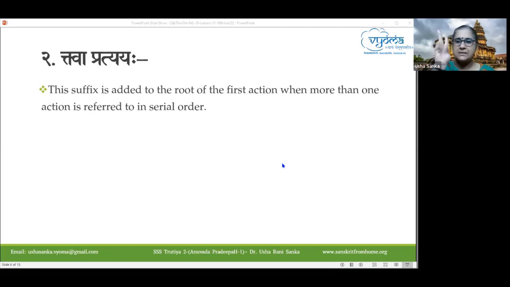There are two actions done. Okay. First one is eating and then sleeping. We will sleep after we eat. First action is not sleeping but eating. Second action is sleeping. So there are two actions. Now the first one is eating, so that will get this tva. Okay, bhuktva shaye. I sleep after I eat. Okay, after I ate. Having eaten, I sleep.